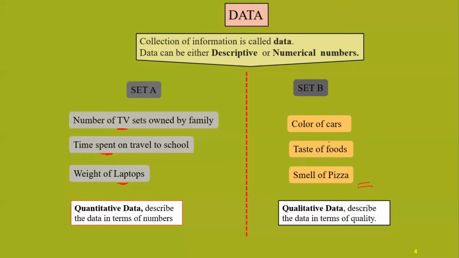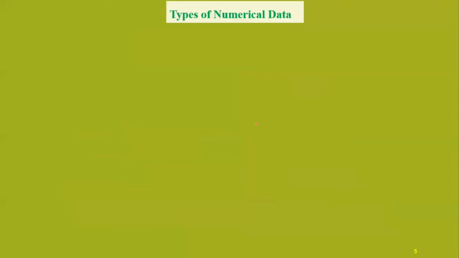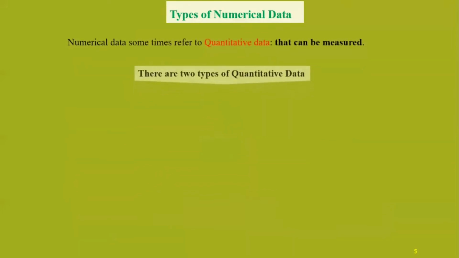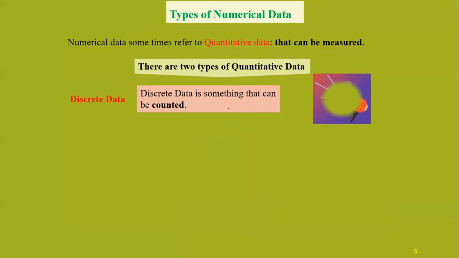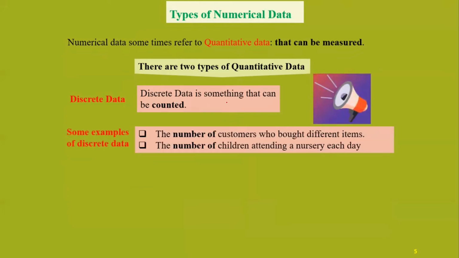Now, this is the collection of the data. It can be descriptive or numerical. So this is descriptive, whereas this is numerical. There are two types of numerical data. One is discrete. Discrete data is something that can be counted. For example, the number of customers who bought different items, that is a whole number. The number of children attending a nursery each day, maybe 20, maybe 25, that is a whole number. So discrete data is something that can be counted.